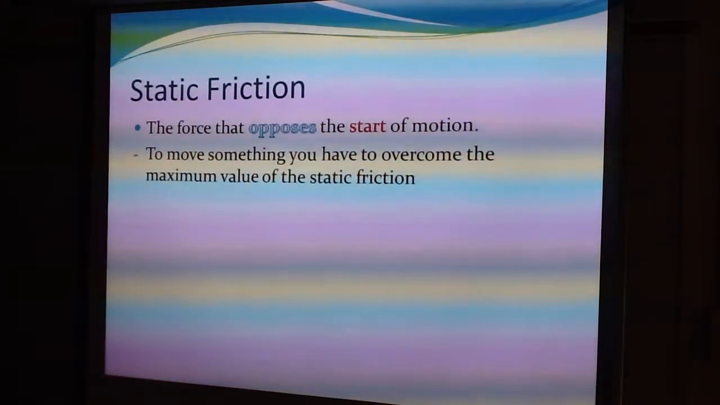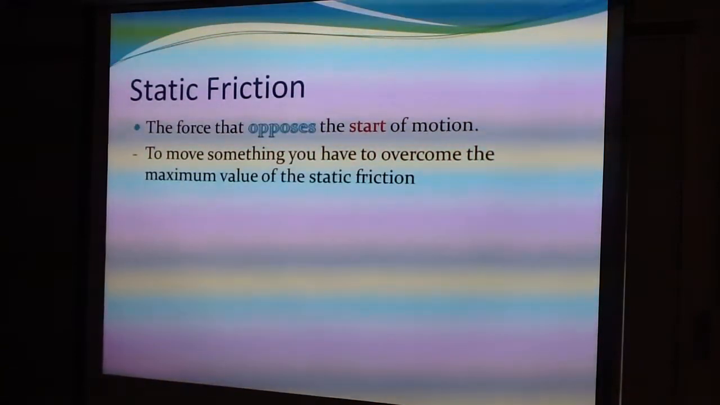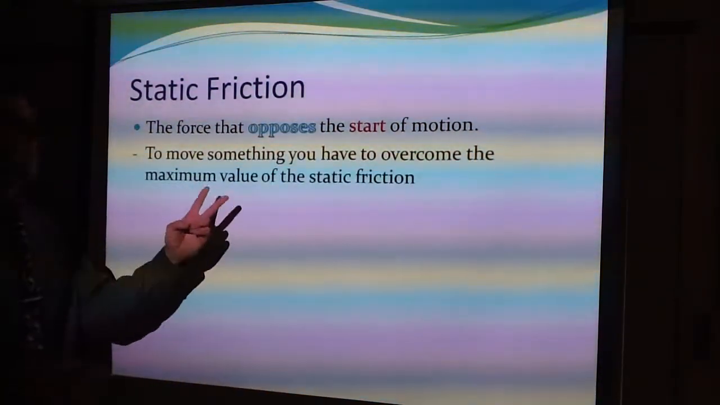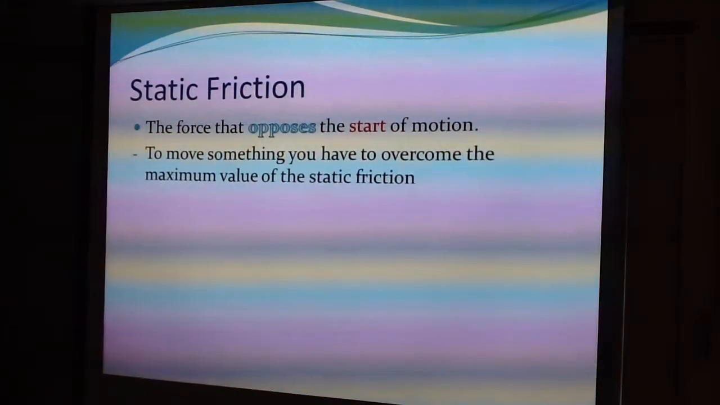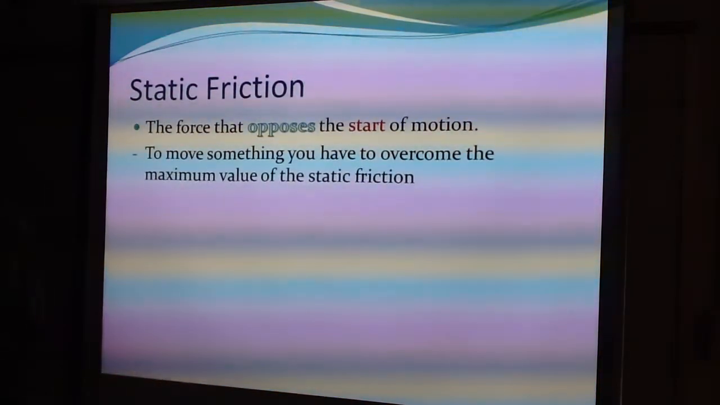Static friction. Static friction is one particular type of friction. What we're going to see is that friction can be broken into two categories. The first category is static, and what static means is that you're opposing the start of motion.